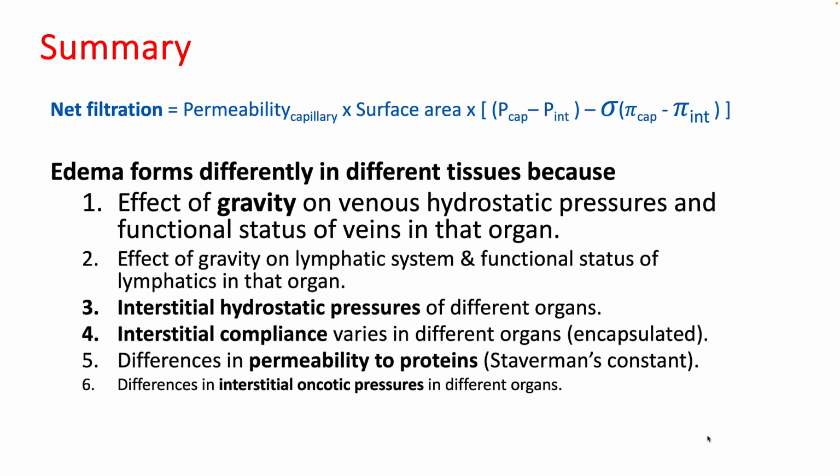In summary, edema formation differs in different tissues because mostly effect of gravity on venous hydrostatic pressure. It also varies because of different interstitial hydrostatic pressure in different organs and different interstitial compliances. There's also difference in permeability to proteins and different interstitial oncotic pressures. We'll talk about individual effect of these in different organs in subsequent lectures.